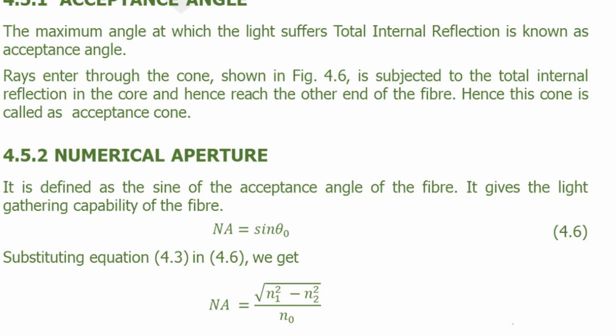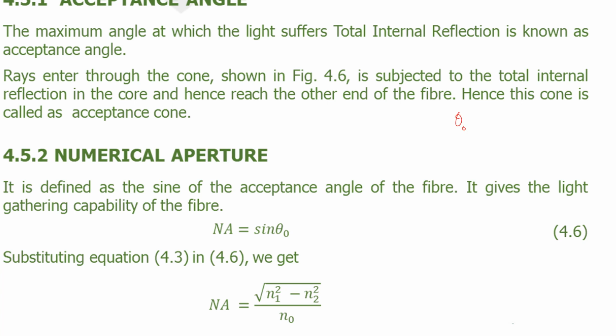So the ray entering through the cone, as shown in the figure, is subjected to total internal reflection in the core and hence reaches the other end of the fiber. Hence this cone is called the acceptance angle. Now at this point you should remember that the acceptance angle is the maximum limit. That is, if you cross above the theta naught value, you won't achieve the critical angle. You will go down. But if you are lesser than the acceptance angle, then you can go above the critical angle, ensuring total internal reflection. So this has to be understood.